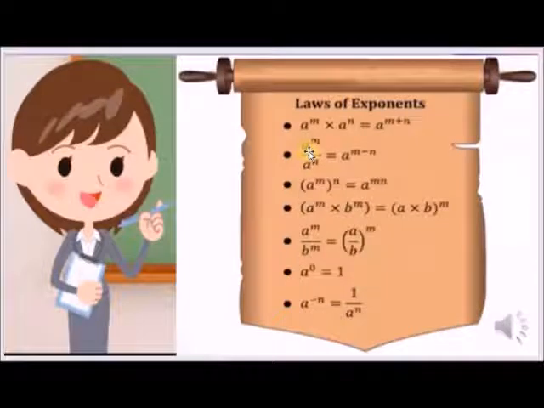Then our next law is a raised to the power m divided by a raised to the power n is equals to a raised to the power m minus n, which means when we are having the same base and the powers are different and the terms are in division, then with the same base we will subtract the powers.